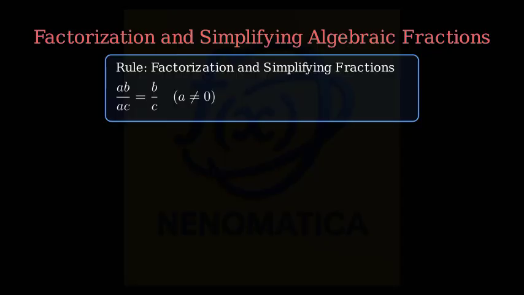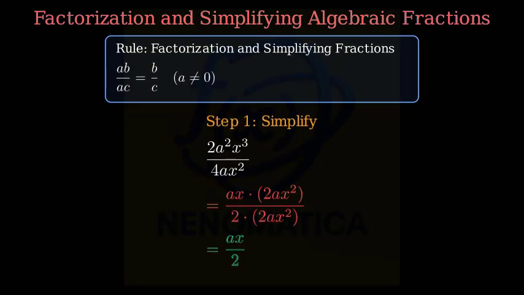If we have a times b over a times c, we can cancel the common a, and get b over c, provided a is not 0. We'll use this to simplify our first expression. Step 1. We simplify the fraction, 2a squared x cubed over 4ax squared. First, factor numerator and denominator to expose a common factor.